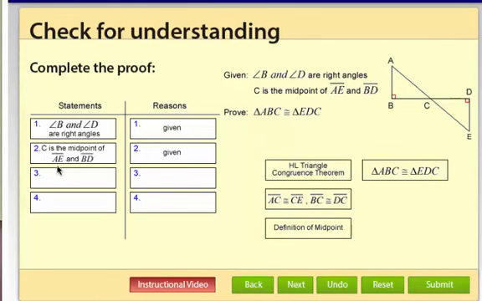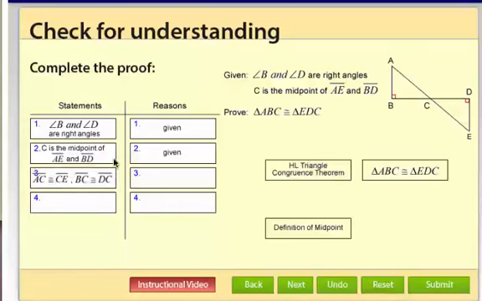C is the midpoint of segment AE and BD. That means you're going to have some congruent segments. That AC, that segment, is congruent to segment CE, and BC is congruent to segment CD. And the reason why is definition of the midpoint.